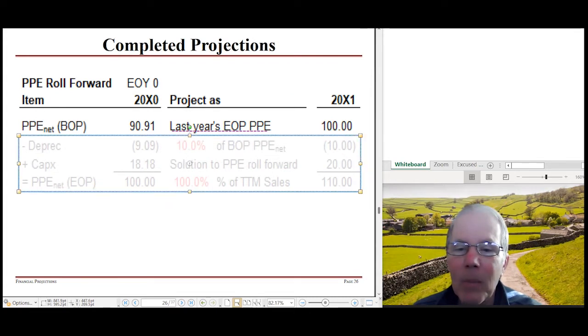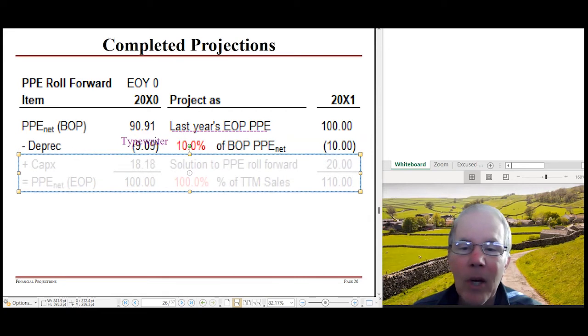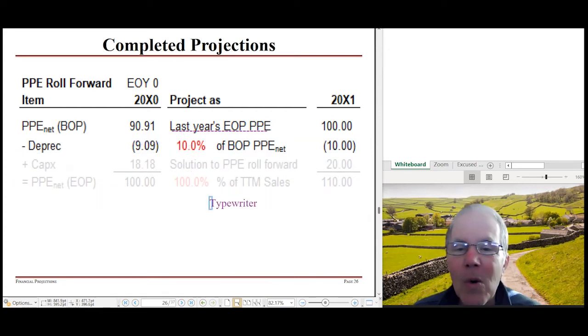Okay. Next up is depreciation. And last year it was about 9 million, but we know that from the CFO, we've been told that should be about 10% of beginning of period net PPE. So in most circles, 10% of 100 is 10. So that's how I got 10.